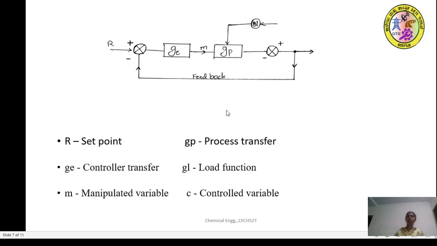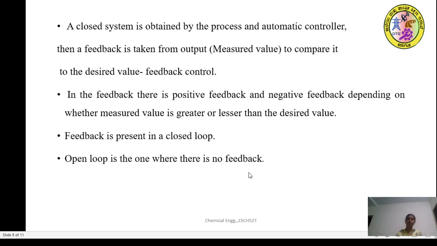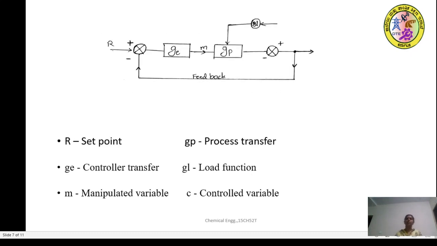What is being shown here in the diagram is the closed loop feedback system. Just observe the diagram very carefully. You have R here, plus or minus, then G_M, G_P. This is G_L, plus or minus. Feedback is being given to the set point. So what is R? R is the set point. G_P is nothing but the process transfer function. Then G_M is the control transfer function. G_L is the load function. M is the manipulated variable and C is the control variable.